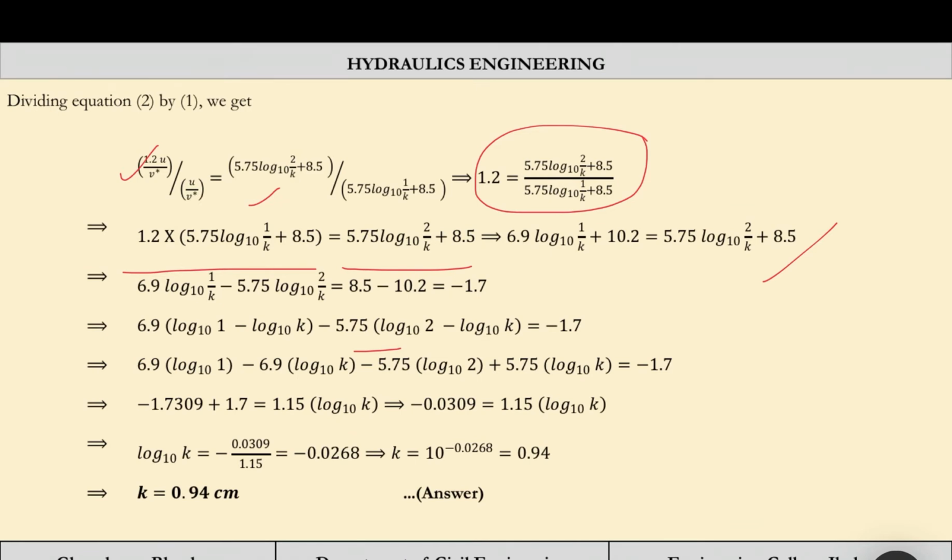After simplification, one thing is there, log 1 by k can be written as log 1 minus log k, and log 2 by k can be written as log 2 minus log k. If the base is the same, we can write like this. So log 1 will become 0, and log 2, whatever value it is coming, and after simplification you will get k as 0.94 centimeter. So this was another type of problem.